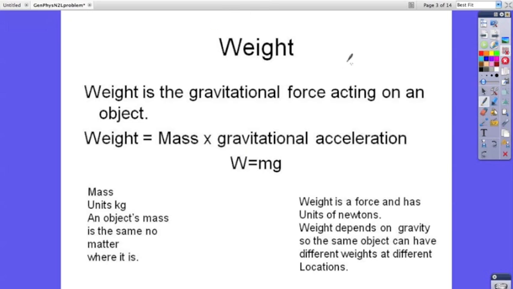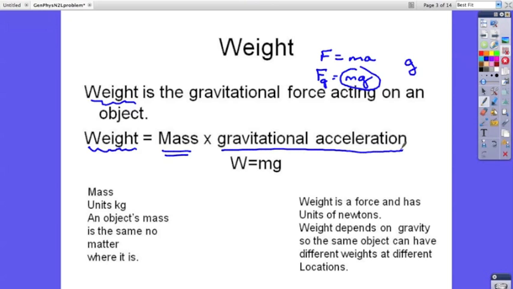So if F equals ma, and our acceleration is gravitational acceleration, then the force becomes mg. And this is the gravitational force. That's not the gravitational acceleration multiplied there, it's a subscript. The gravitational force is equal to mg, and we call the gravitational force weight. So if I need to calculate the weight of an object, I just multiply its mass by the gravitational acceleration.